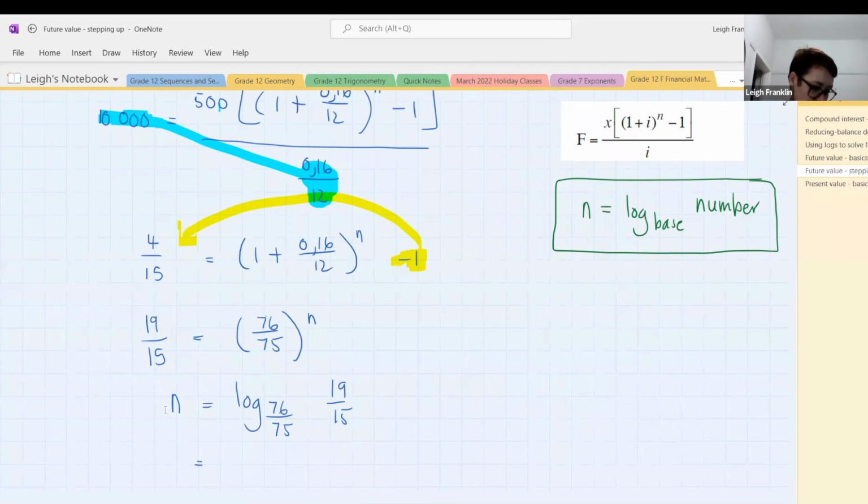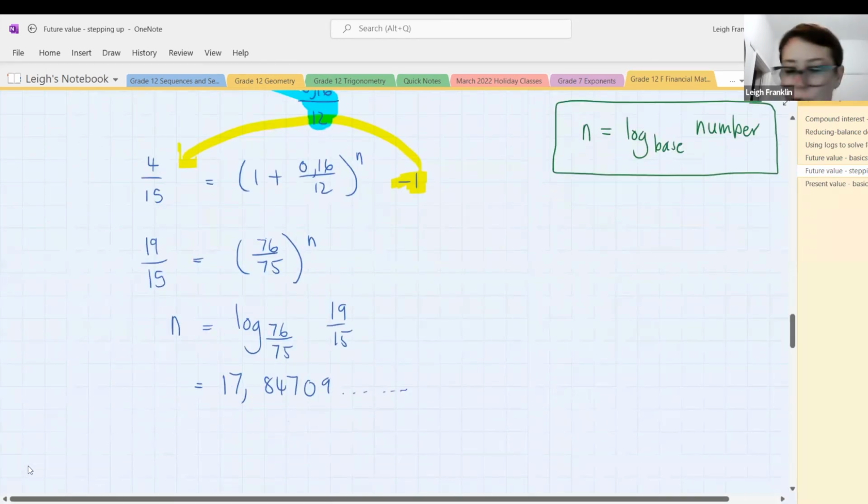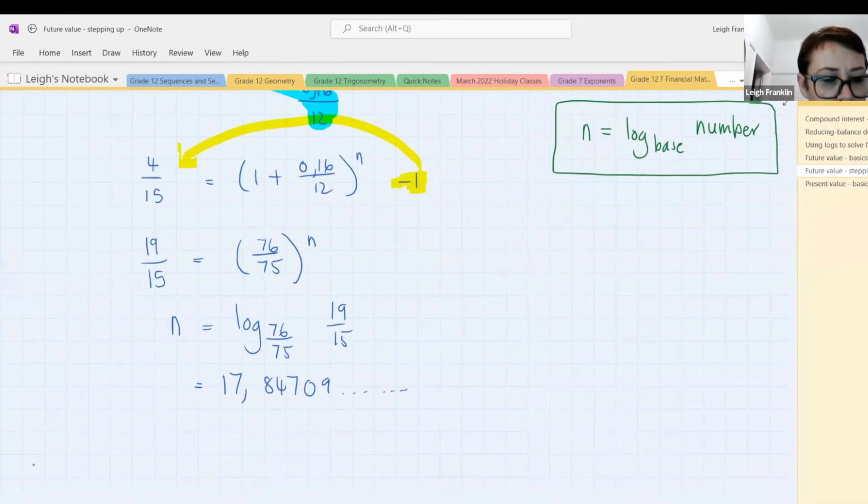I get, and I hope you guys do too, 17.84709 and so on. Most of the time when they ask us to calculate n, it's fine for us to leave it rounded to 2 decimal places. Okay.